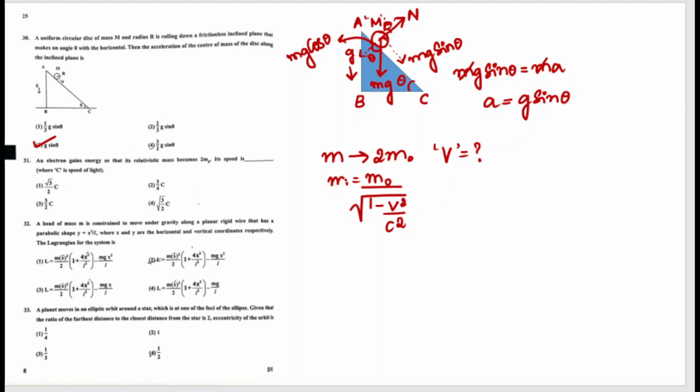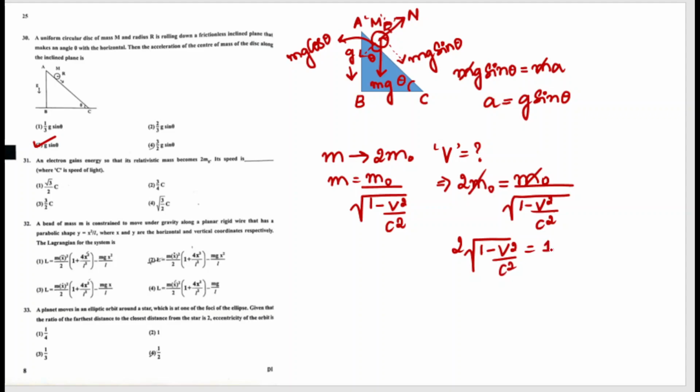What they have said, the m took the form 2 times m naught, which implies 2 times m naught is equal to m naught divided by square root of 1 minus v square divided by c square. So here m naught cancels, and on cross multiplying I get 2 into square root of 1 minus v square by c square equal to 1. On squaring on both sides, I'll get the value to be 4. Root and square cancel, so it is 4 times 1 minus v square divided by c square equal to 1.